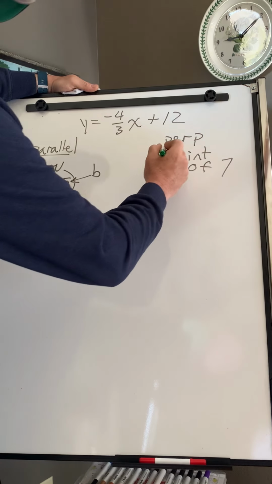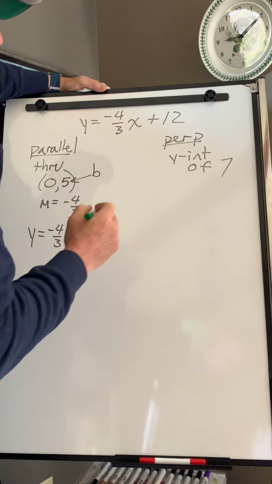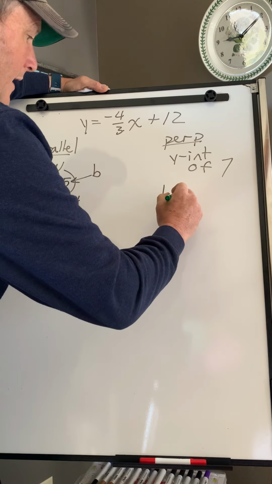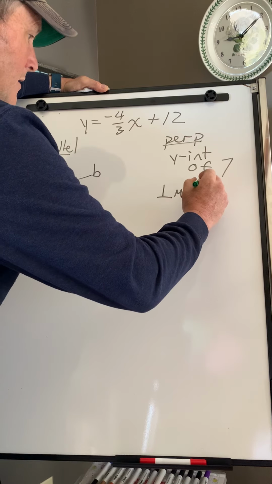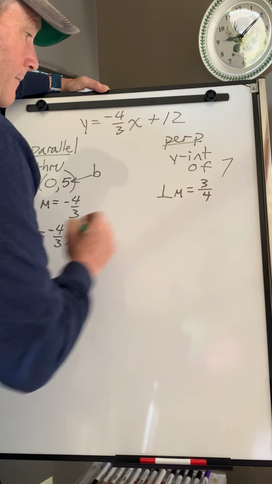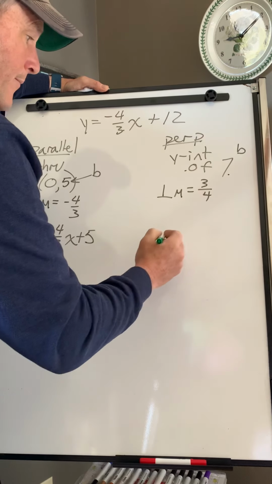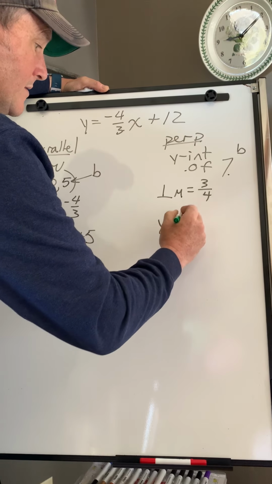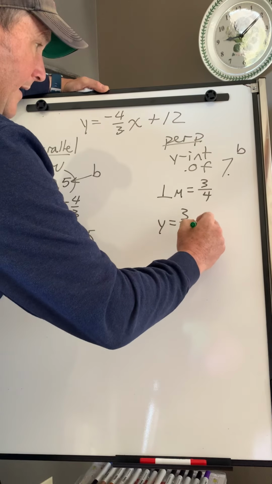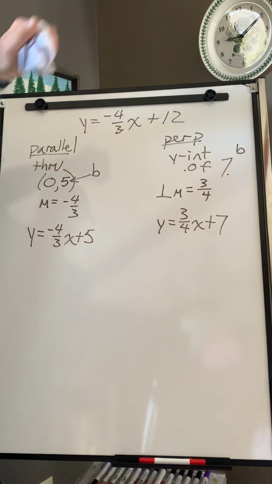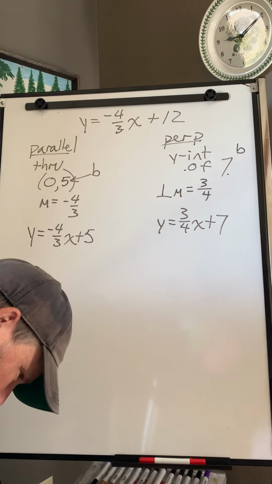Now this one, perpendicular slope. The perpendicular slope to this line, I flip and change the sign. So I get positive 3 over 4. Y-intercept of 7, well, that's my b. So y equals 3 over 4 x plus 7. Done. That's it. Now I want to double check.